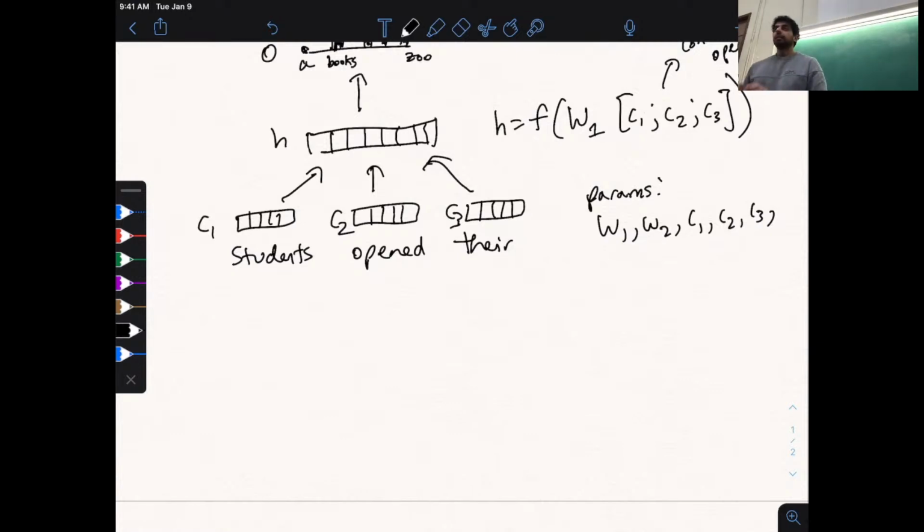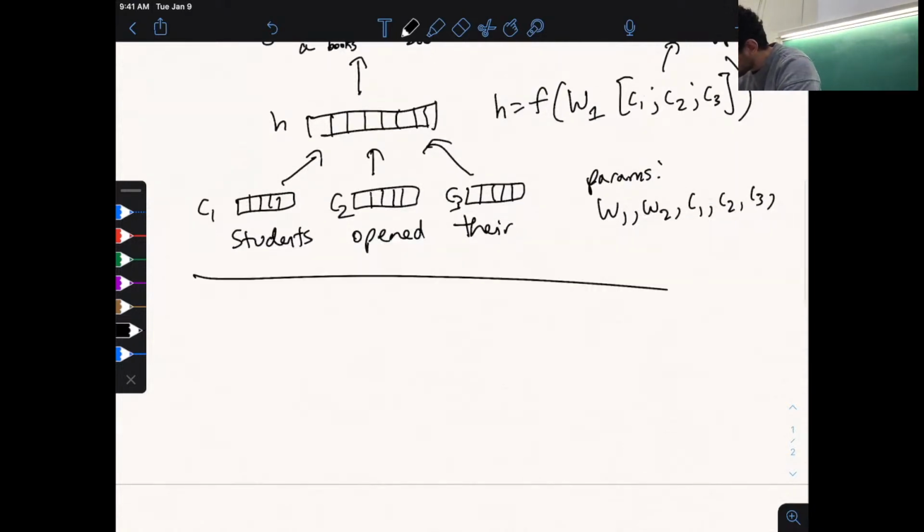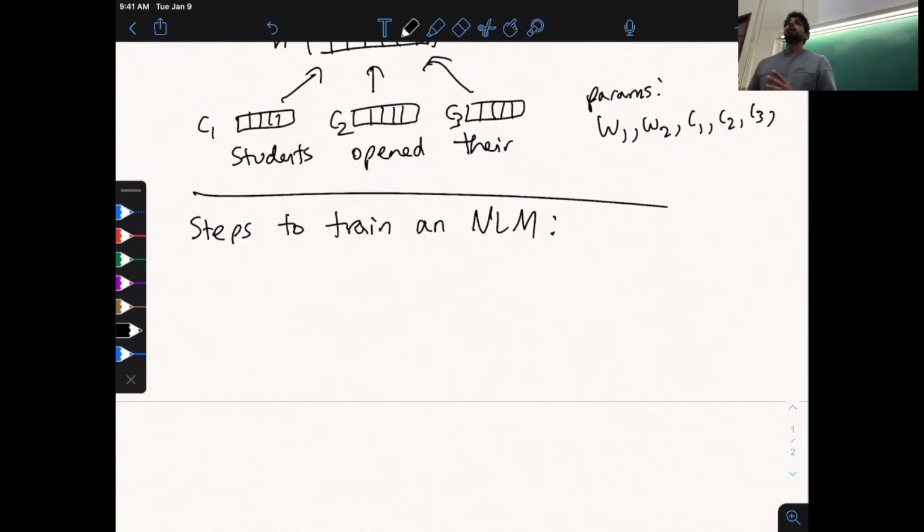So now, let's go through the high-level steps of how to train a network that looks like this. Steps to train a neural language model. Step one is pretty critical, and we are going to use the same exact implementation of step one for all neural language models that we see in this class.